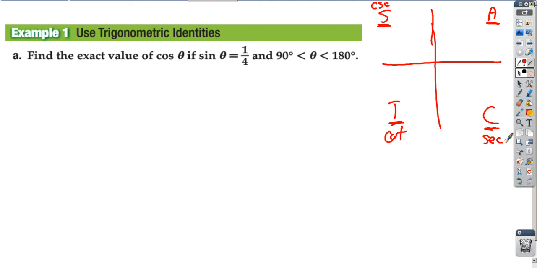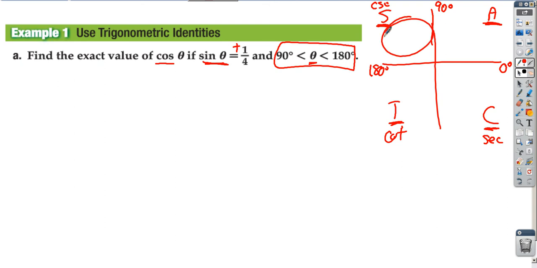So we want to find the exact value of cosine if sine is positive 1/4. Well, there's two places that sine would be positive, and that's quadrant 1 and 2. How do we decide? Well, they told us that the angle we're dealing with is between 90 and 180. So here's 0, here's 90, here's 180. So if we're between 90 and 180, that means we're in quadrant 2. And what is cosine in quadrant 2? Cosine is negative here because the only things that are positive in this quadrant are sine and cosecant. So we know that our final answer, if we do this correctly, should be negative.